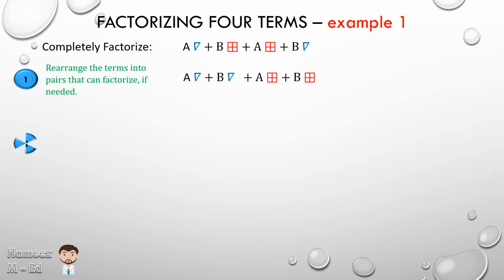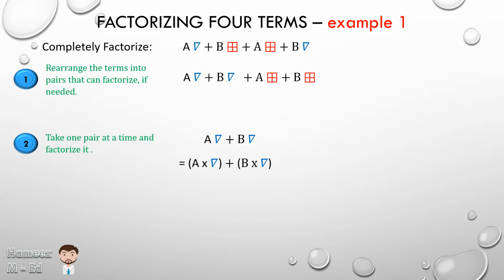So step 2, take one pair at a time and factorize it. So A triangle plus B triangle, they can be written as products, and we can recognize that the triangle is the same throughout, or we can say it is the HCF. Thus, if we factorize that out, we'll be left with A plus B in brackets. This is exactly what we did in the first video where we were factorizing 2 terms.